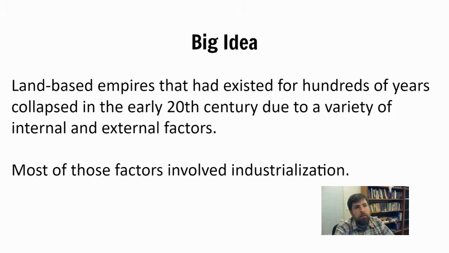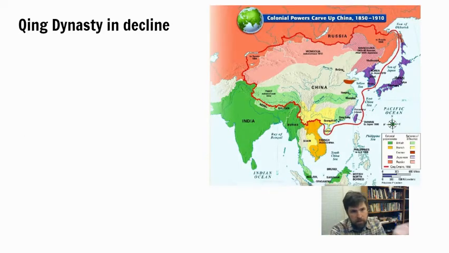Industrialization is the big event of the 19th century. It took a while, it didn't happen overnight, but all three of these empires, to some extent, are destroyed by their response to industrialization. So let's start with the Qing Dynasty.